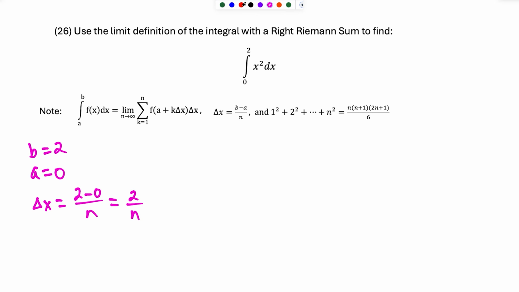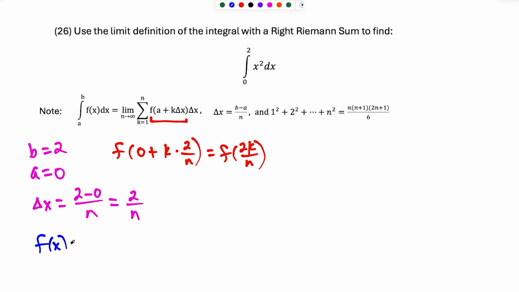So when I want to find, let's say this piece over here, the f of a plus k delta x, we're going to have f of a is 0 plus k times delta x is 2 over n. Okay, so now this is going to give us f of 2k over n. And now if we look at the formula here for the definite integral, f of x is our integrand function. So we could say that f of x in this case is equal to x squared.